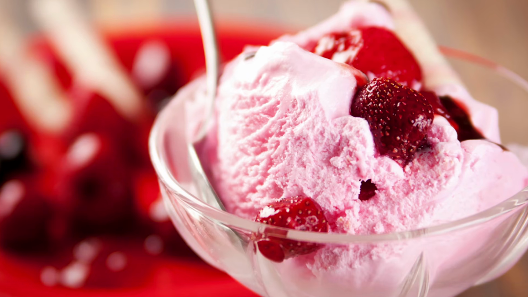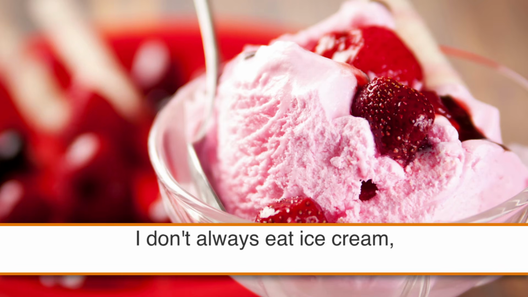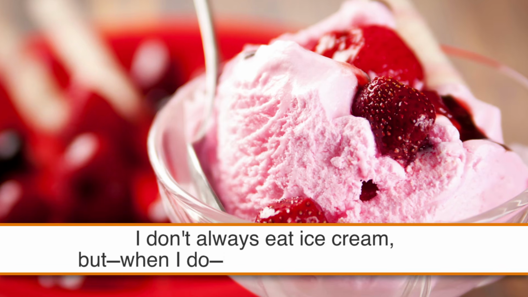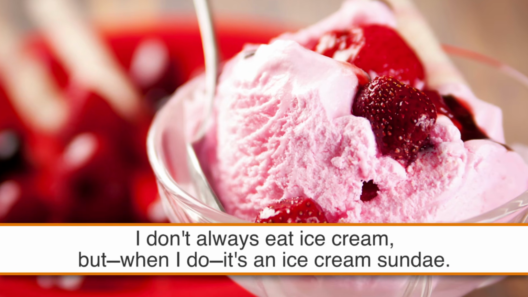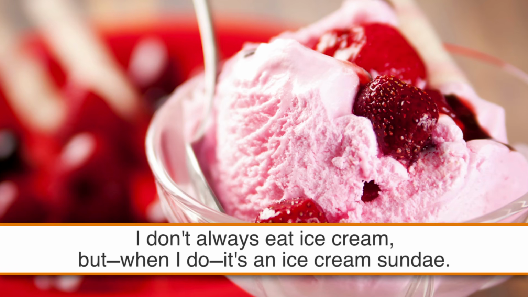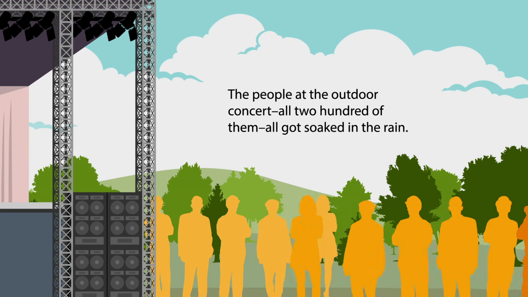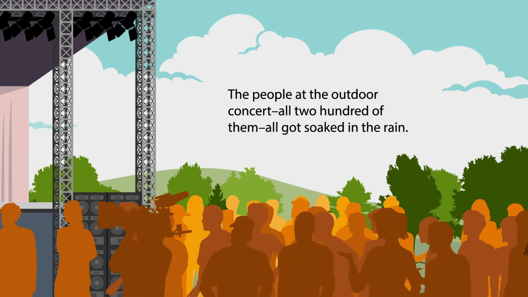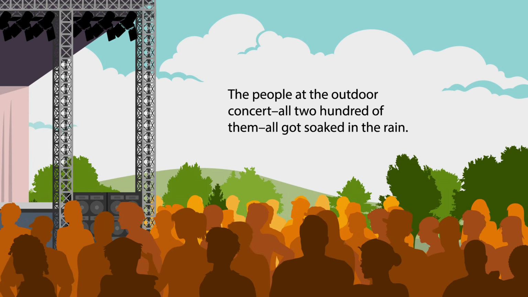You might also encounter a sentence with two dashes. So, this sentence can read, I don't always eat ice cream, but, dash, when I do, dash, it's an ice cream sundae. It shifts the emphasis from the beginning of the sentence to the phrase between the two dashes. For example, the people at the outdoor concert, all 200 of them, all got soaked in the rain. The use of double dashes in this way is similar to using two commas.